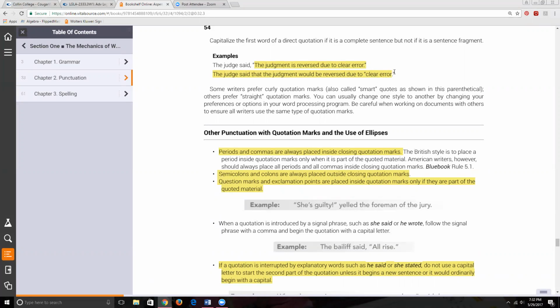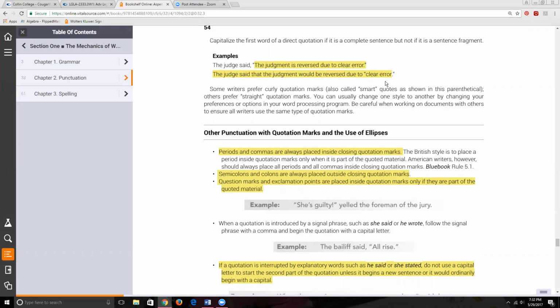Now you may think to yourself, well, that's not logical. I mean, it makes sense to put the period in the quotation marks when you actually have a complete sentence in the quotation marks, but here it doesn't make sense. I don't disagree with you. You raise a very valid point. But the rule is a rule, and so we're going to follow it.